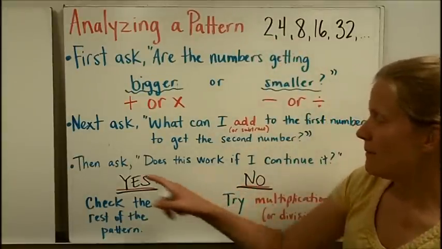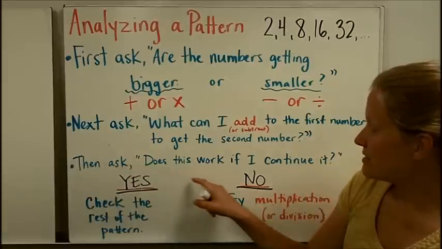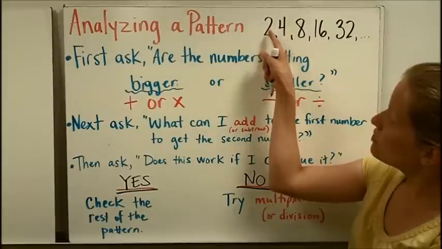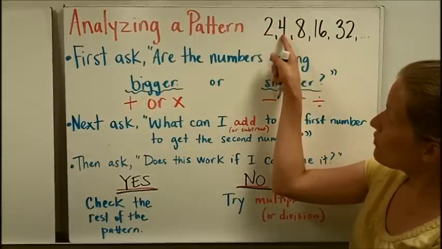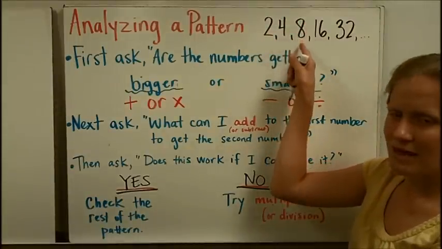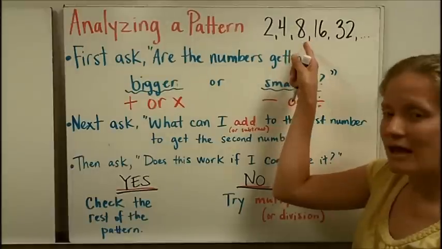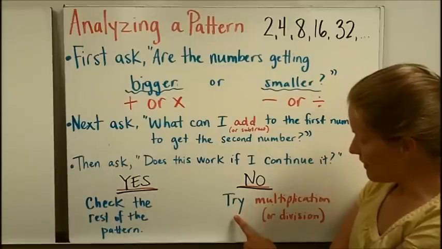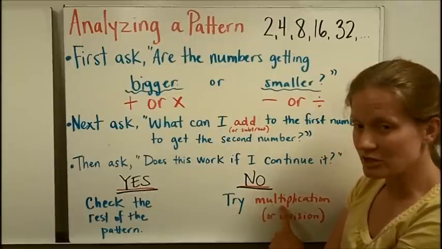I'm not done yet. Then I need to ask, does this work if I continue it? So I added 2, 2 plus 2 made 4, 4 plus 2 does not make 8. So that does not work. So I'm going to go over here to where it says no. And then I'm going to try multiplication.